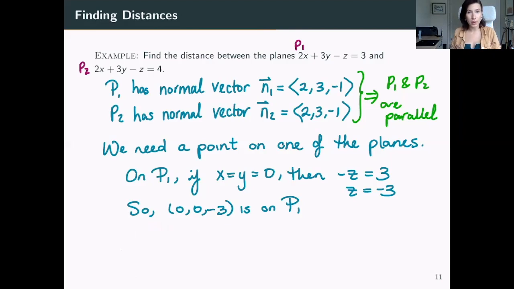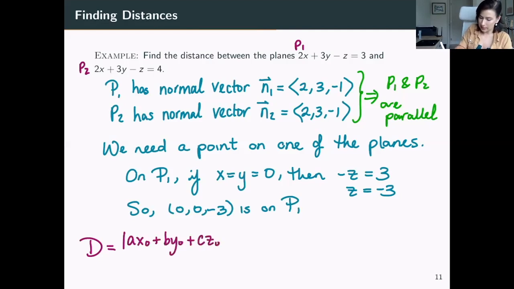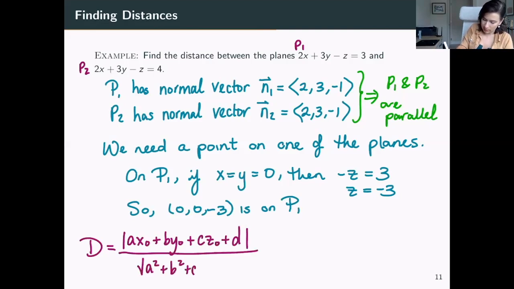Now that I have my point, I can apply the distance formula. Remember that the distance between a point and a plane is given by the absolute value of a x0 plus b y0 plus c z0 plus d, divided by the square root of a squared plus b squared plus c squared, where a, b, and c are the components of the normal vector, and x naught, y naught, z naught is the point we're considering.